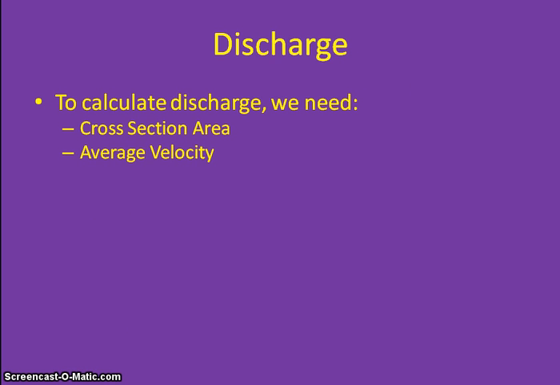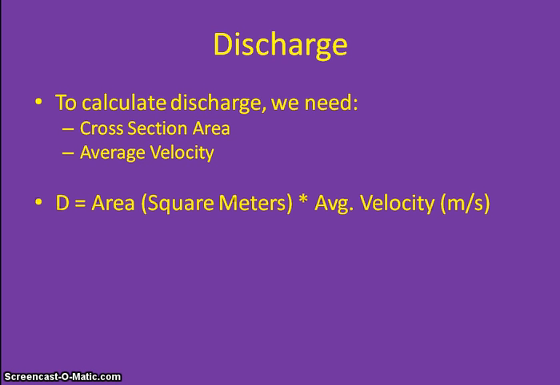To calculate discharge, we have to find the cross-sectional area of the stream bed. If you took a slice out of the stream and looked at the side view, it would be the cross-sectional area that the stream crosses. Then you also need to figure out the average velocity. Simply put, this is the equation for discharge: you take the area in square meters and multiply that by the average velocity.